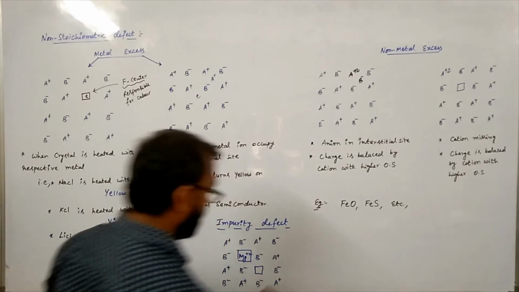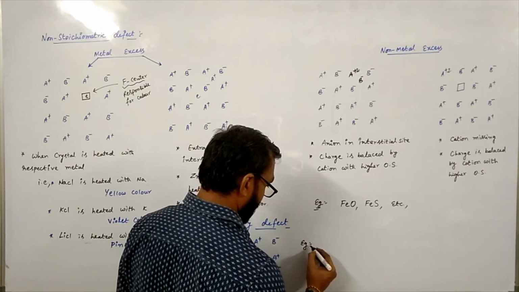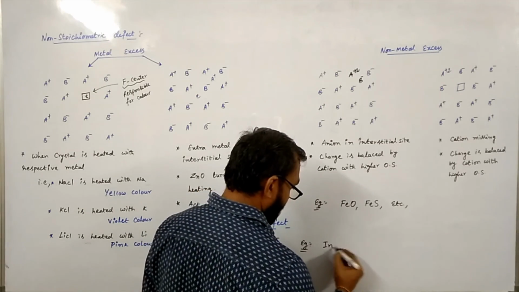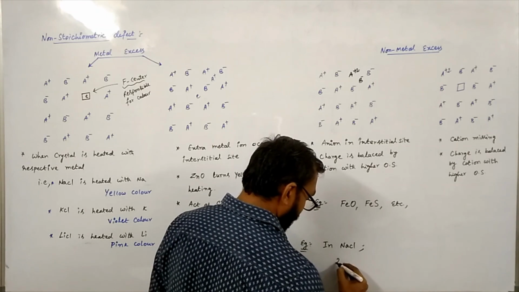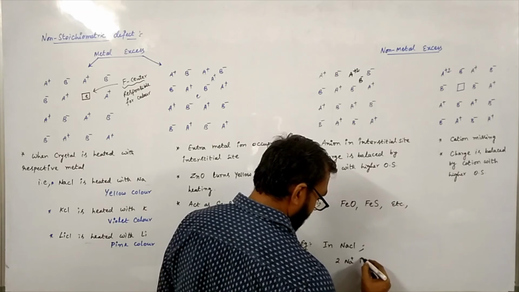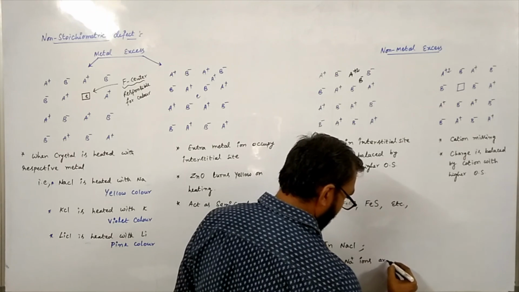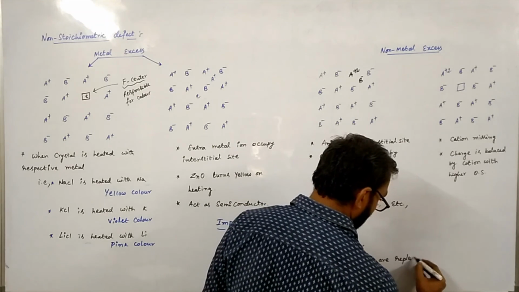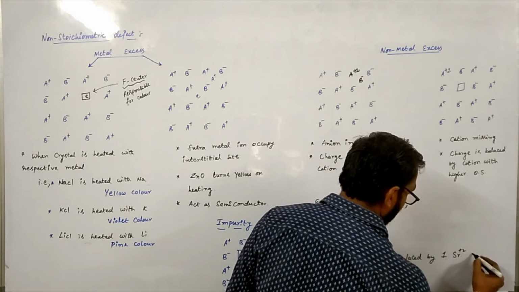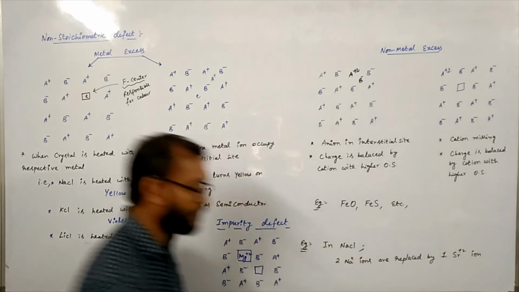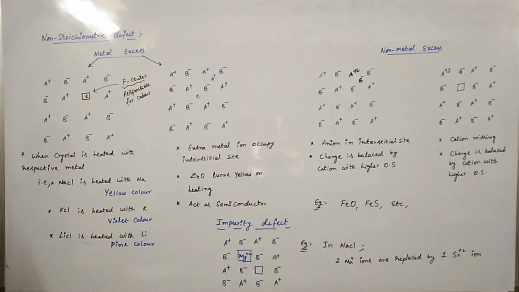For example, in NaCl, two Na plus ions are replaced by one strontium plus 2 ion. And then what do you get? Overall charge is neutral. Then you will get impurity defect.